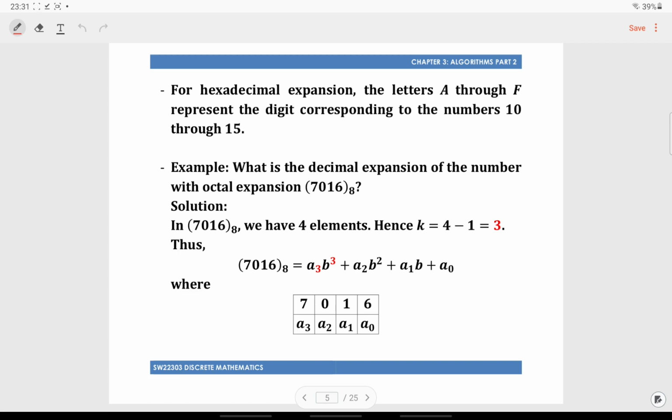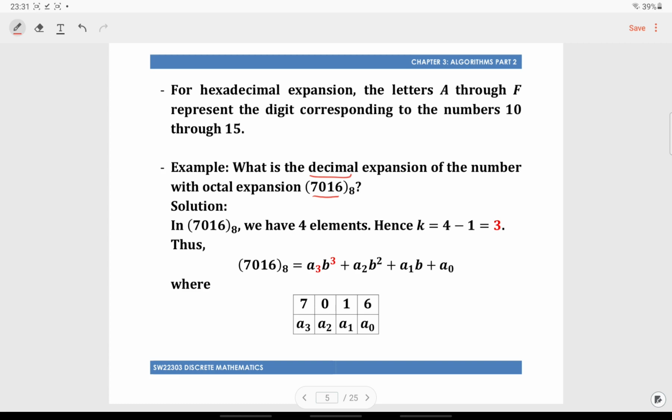When the given expansion is octal and we want to convert from octal to decimal. In the previous example, we converted from binary to decimal. In this example, we convert from octal to decimal, from base 8 to base 10. Okay, so let's see how to solve this problem. Because this is an octal representation, there are no digits 8 and 9, only 0 up to 7. So this is how to do the conversion.